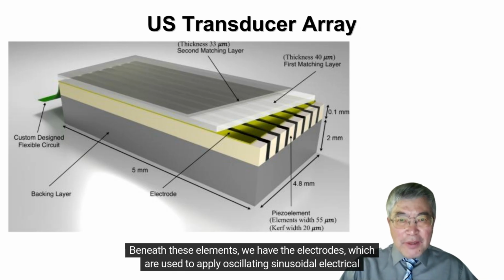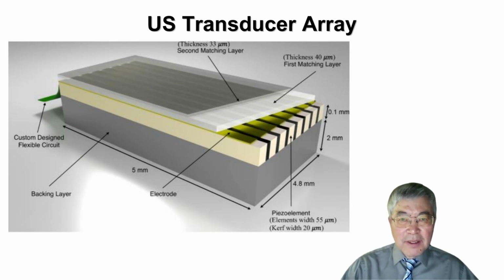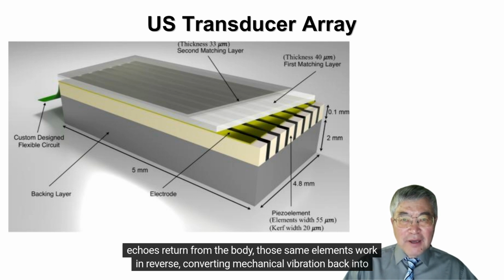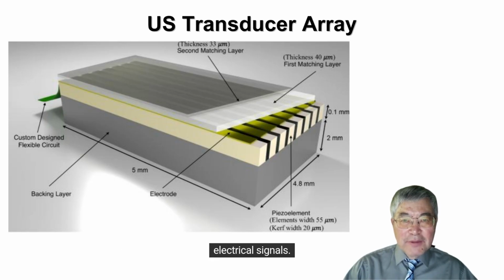Beneath these elements, we have the electrodes, which are used to apply oscillating sinusoidal electrical signals. These electrical signals cause the piezo elements to vibrate and generate ultrasound waves, and when echoes return from the body, those same elements work in reverse, converting mechanical vibration back into electrical signals.